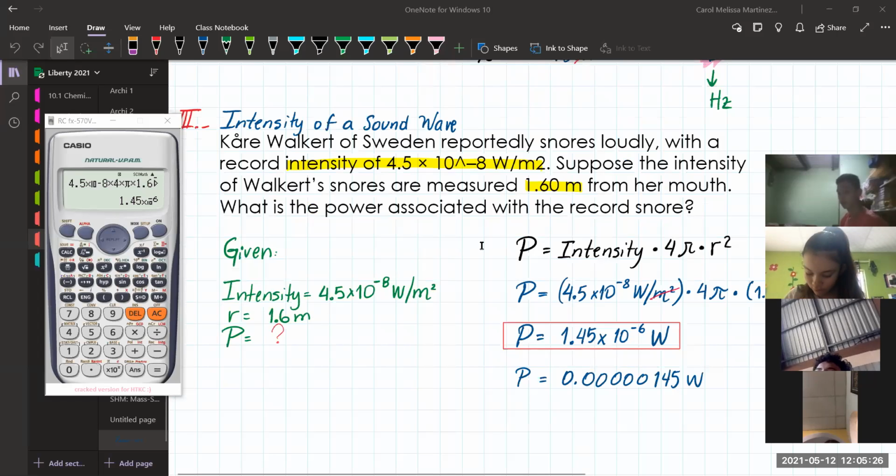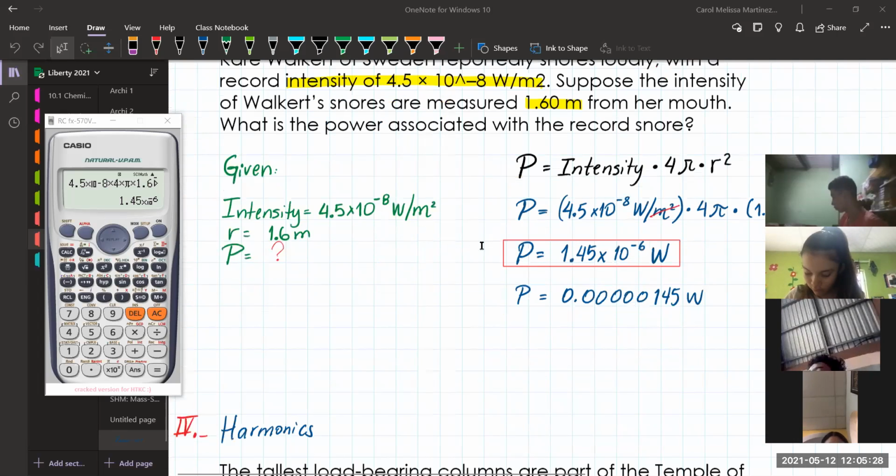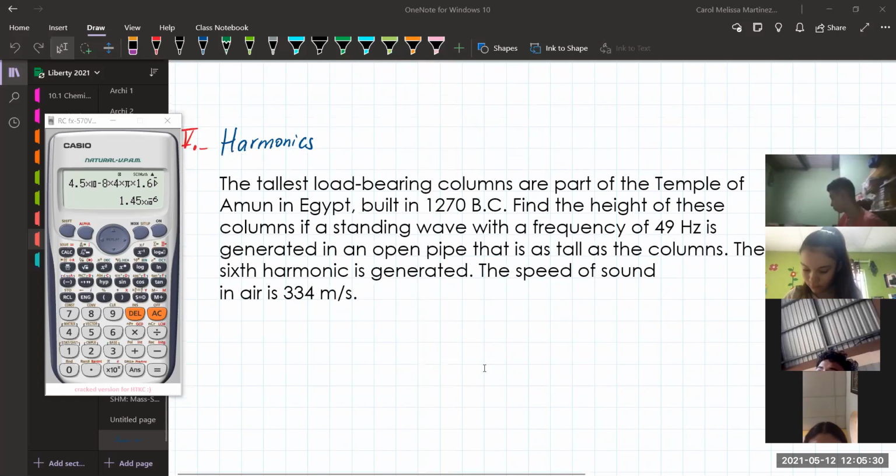Okay, so this is intensity of sound wave. As you can see, it's pretty much very simple. Now, for the last topic, that is harmonics, who wants to help me read it?